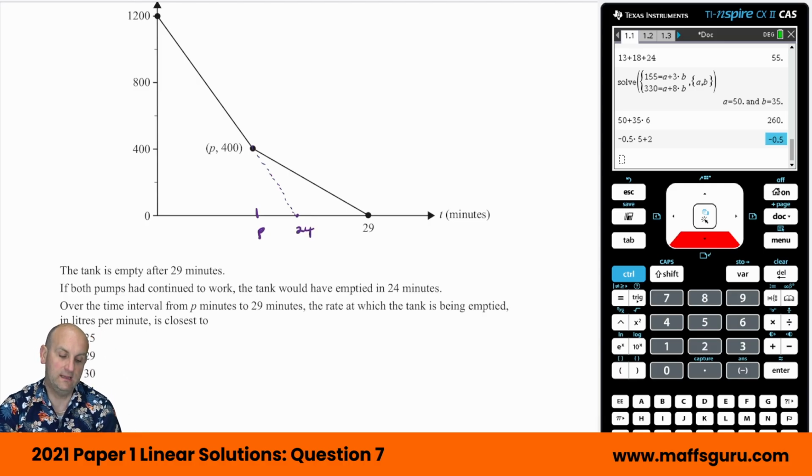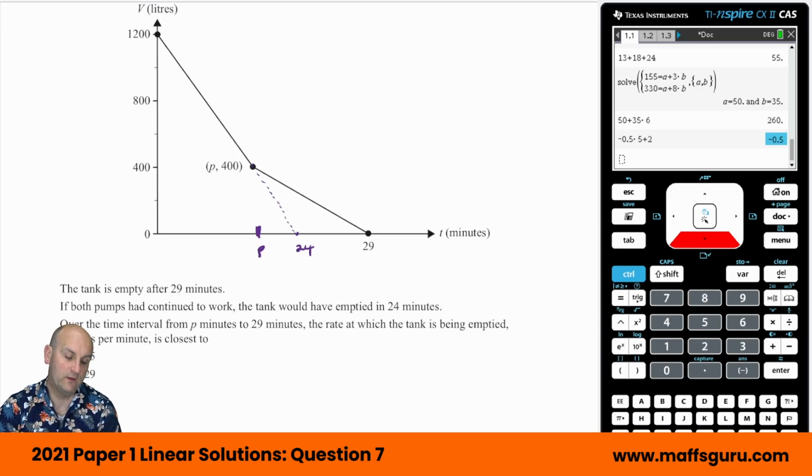How is that going to help me? It's going to give me the rate of emptying so that I can then work out later on. Over the time interval from P to 29 minutes, the rate at which the tank is being emptied in litres per minute is closest to. Okay, how are we going to work this out? Well, I need to find out the value of P first. How do I do that?